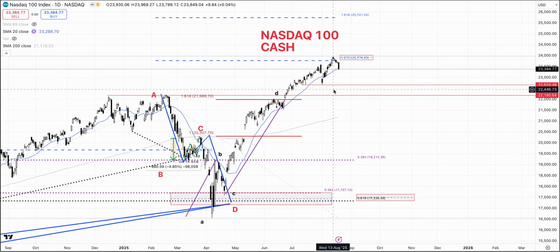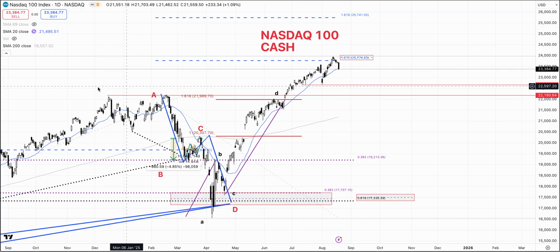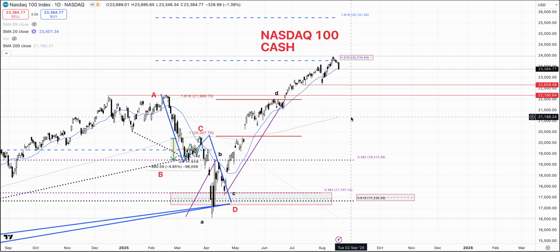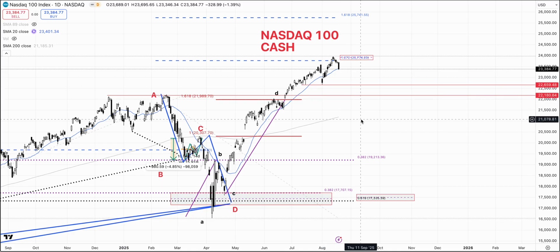And now if we get below this level, then I believe we could be looking at something where we can see a further pullback happen. And of course, there's a lot of structural support around the 22,000 level, and then we have the 20-day moving average below that. So one thing at a time, really watching this very carefully.